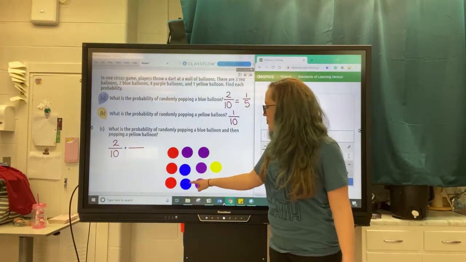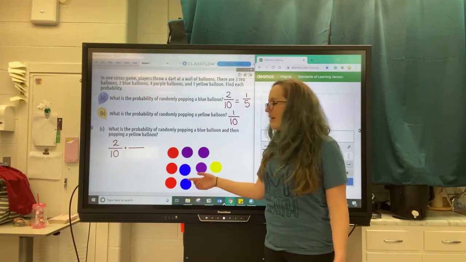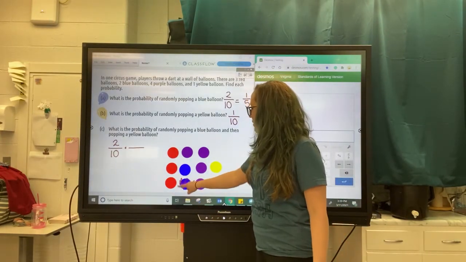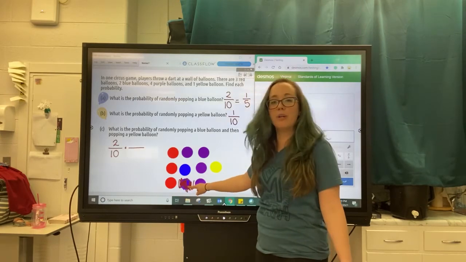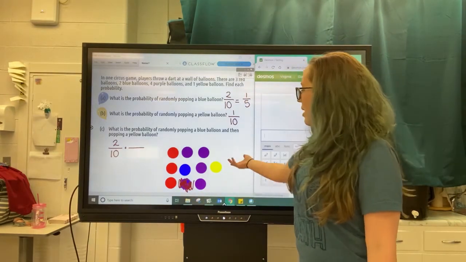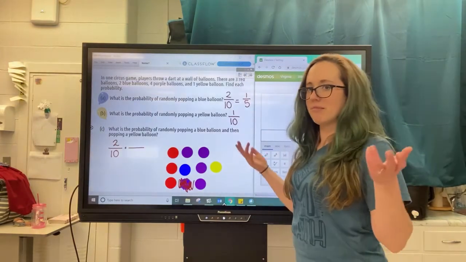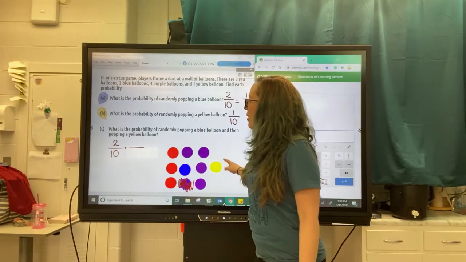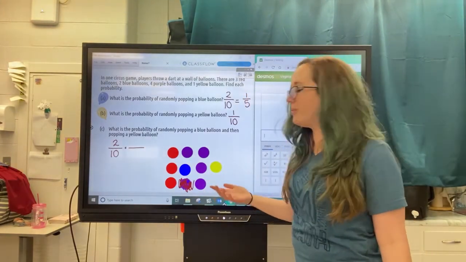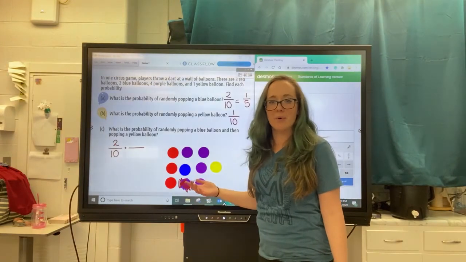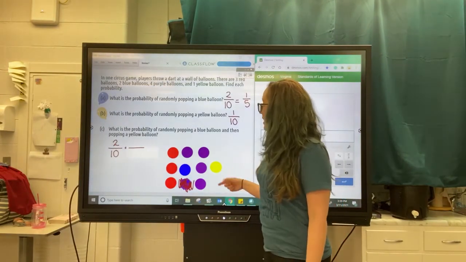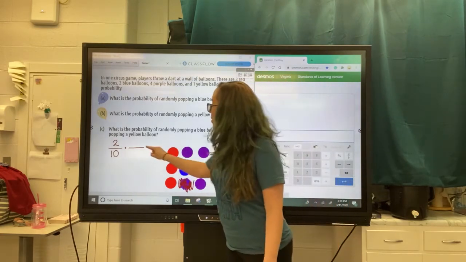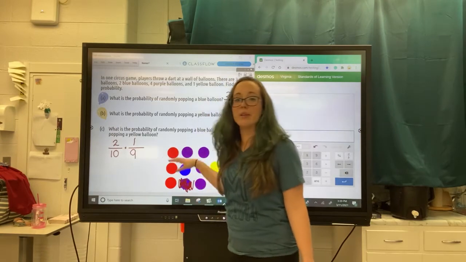But if I pop this blue balloon, it's gone. It's not there anymore. I can't pop it again. It's disappeared. Oh no, it exploded. So now how many balloons do I have left? I have 9. I have 1, 2, 3, 4, 5, 6, 7, 8, 9. So when I figure out the chance of getting this yellow balloon, it's not 1 out of 10 anymore. Okay, now the chance of getting a yellow balloon is 1 out of 9 because I only have 9 balloons left.